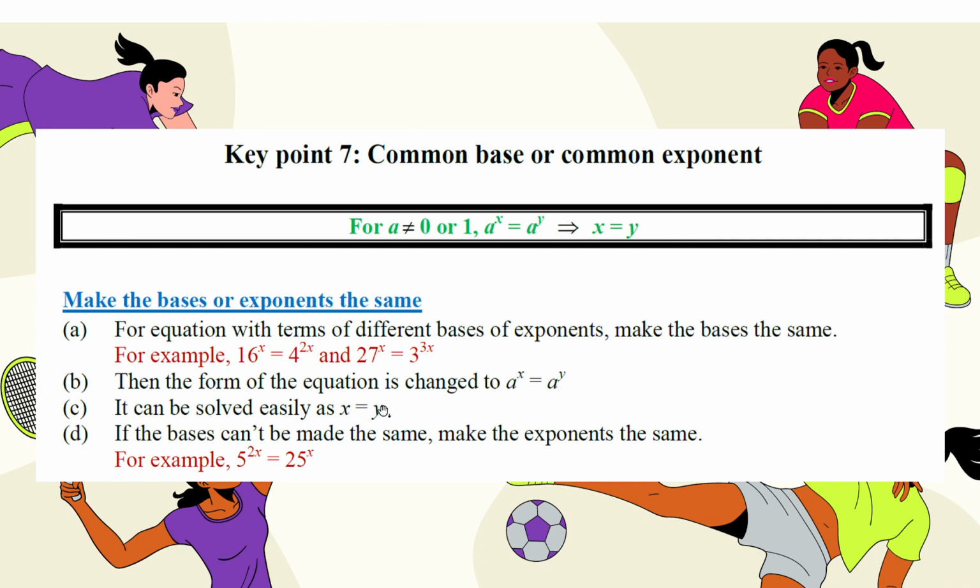Excellent. And if you can't make the base the same, then make the exponent the same. For example, 5 to the power 2x, you can make it 25 to the power x. And if the other thing is also 25 to something, then x will be equal to that thing. Right? So it's the trick. Make the base or the exponent the same. See which one is easier.